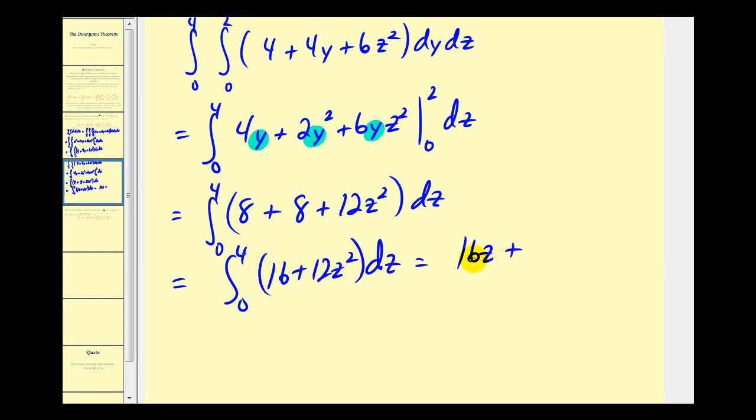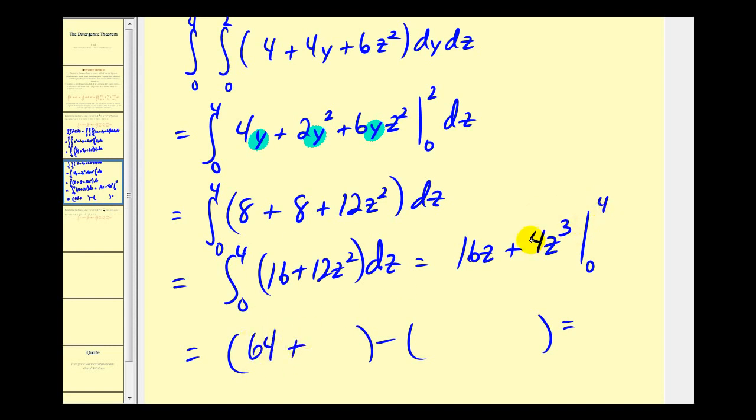Integrating with respect to z, we'll have 16z plus 12 times z cubed over 3, that'll be 4z cubed. So when z is equal to 4, we'll have 16 times 4, that's 64, plus 4 times 4 to the third, that'll give us 256. And then when z is 0, they're both 0. This works out to 320.